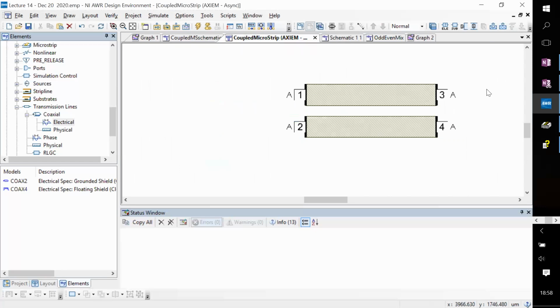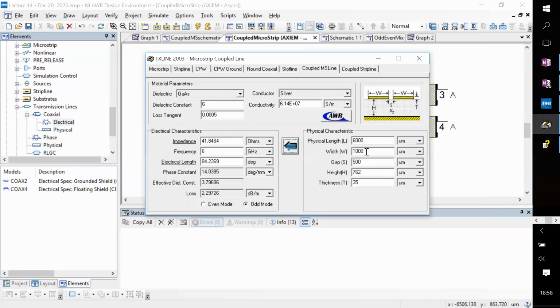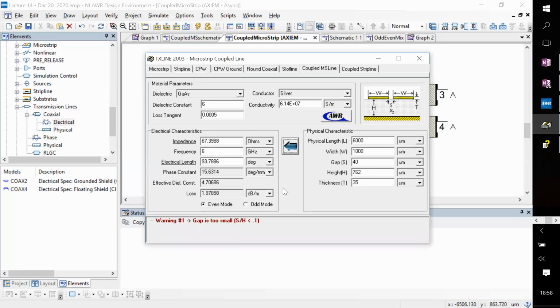So in practice, if we make these coupled strip lines, will they always be like the even mode is 60 ohm characteristic impedance, and the odd mode will be 40 ohm? No. I mean, that all depends on how you choose these parameters, right? So if I now change this to some different gap, then this changes, and correspondingly the odd mode changes as well.